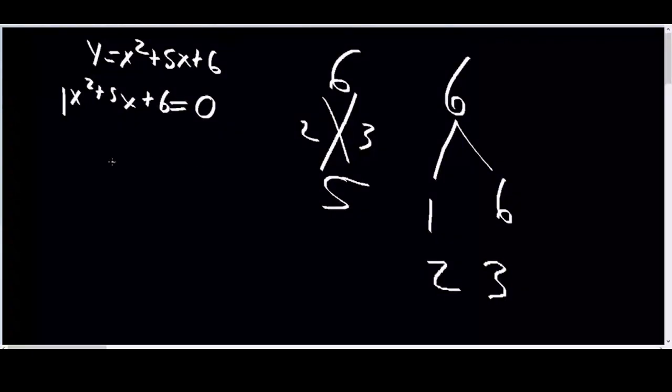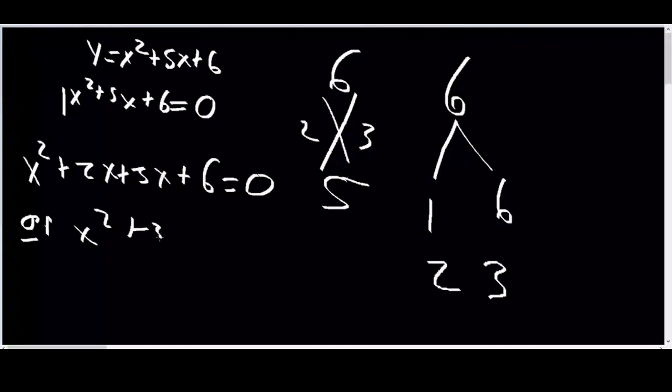As mentioned, you want to replace the b term of the equation with the pair of numbers, 2 and 3. You can write it as x squared plus 2x plus 3x plus 6, or x squared plus 3x plus 2x plus 6, since either way it adds to 5. For me it's easier to factor when I write down x squared plus 2x plus 3x plus 6.